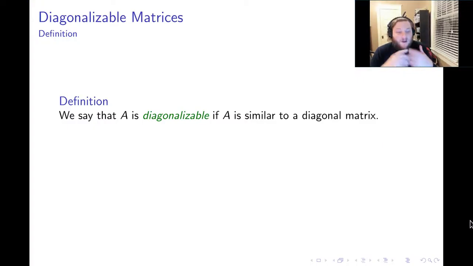Okay, so now we know what it means for two matrices to be similar. A matrix A is similar to a matrix B if A equals X times B times X inverse for some X. So what does it mean for a matrix to be diagonalizable? Well, by definition, we say that a matrix A is diagonalizable if A is similar to a diagonal matrix.